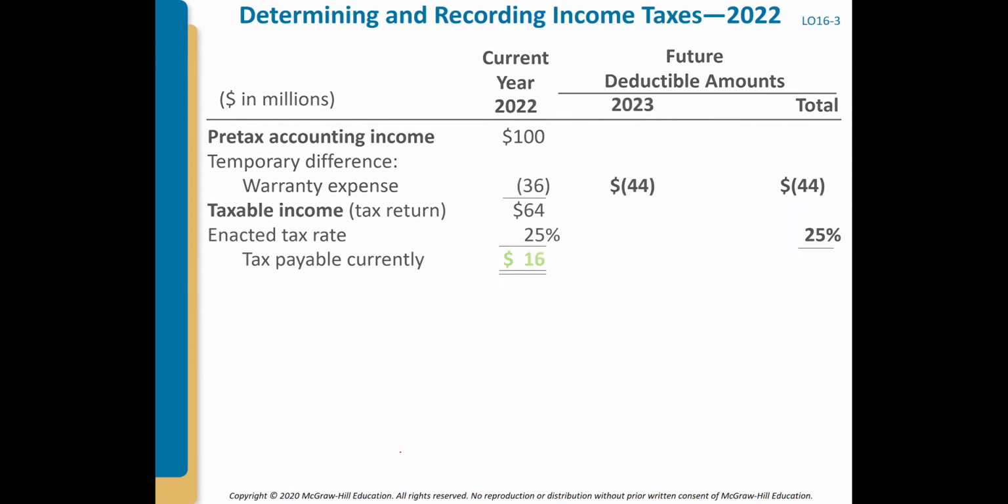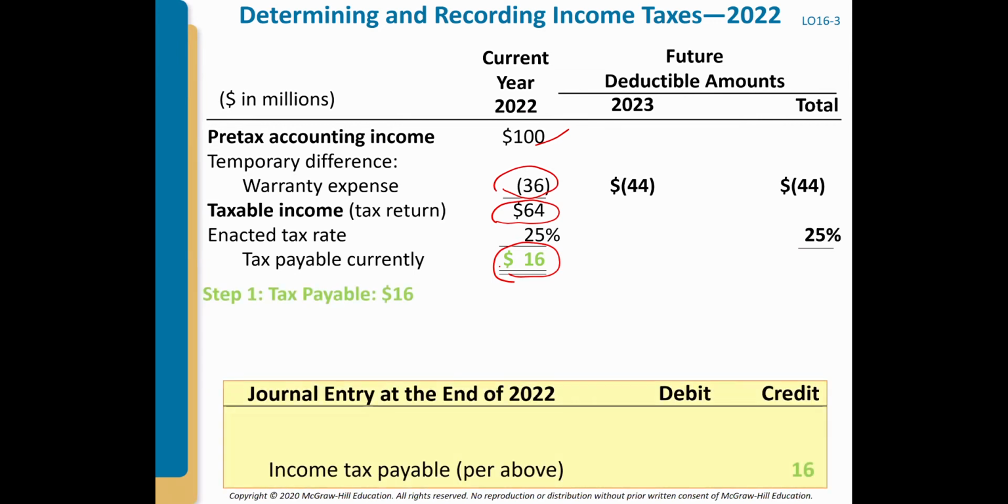No? Then let's talk about 2022. In 2022, we know pre-tax accounting income is 100, so taxable income is 64, because we're allowed to deduct the 36. It's because we actually spent $36 million in that year. So taxable income is only 64. Let's say the tax rate is 25%, so 64 times 25% gives you 16. So 16 is the tax we owe right now, which we call income tax payable.